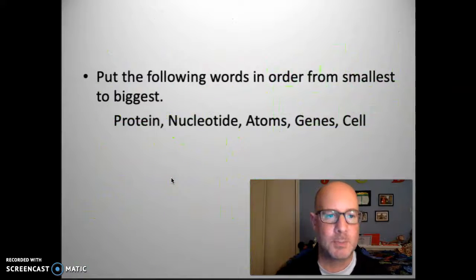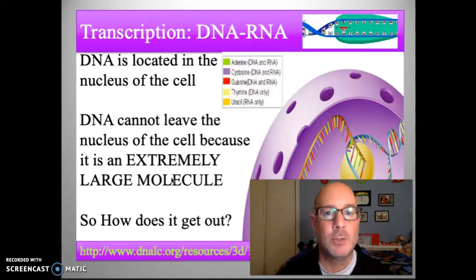Okay, so going from smallest to biggest here then, you would have an atom. An atom makes up a nucleotide. The nucleotide makes up the genes. Genes are going to make up those proteins, and then a bunch of proteins are actually going to make a cell.